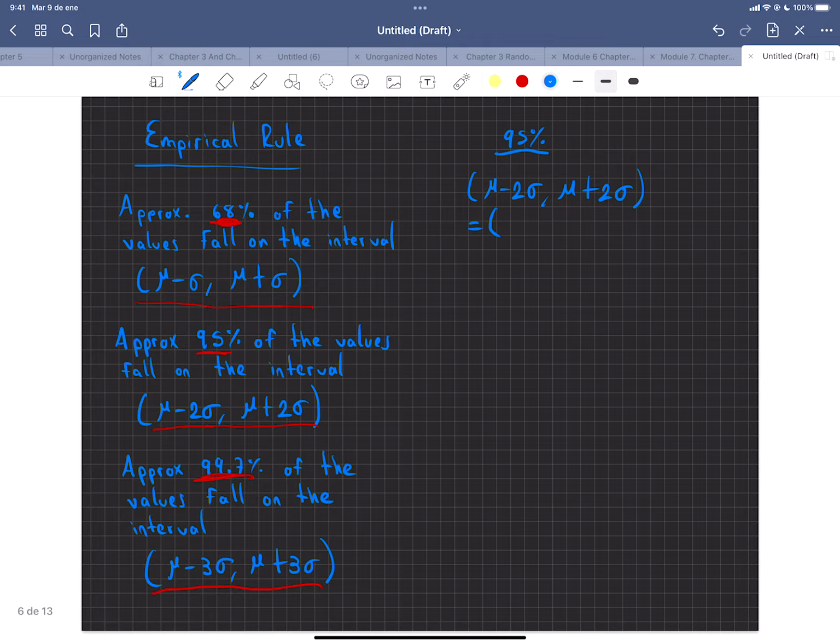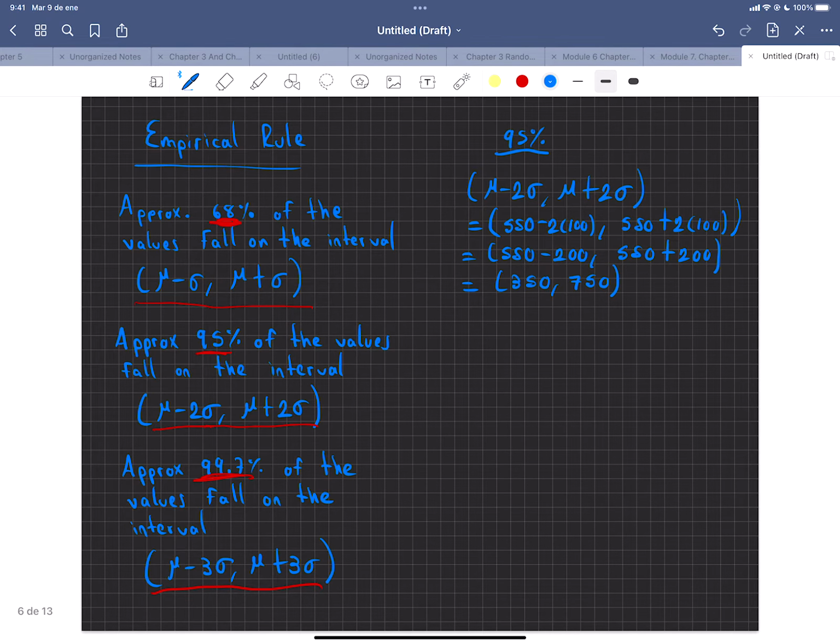So let's do it. 550 minus 2 times 100, comma, 550 plus 2 times 100. And this becomes 550 minus 200, comma, 550 plus 200. And this becomes 350, comma, 750.